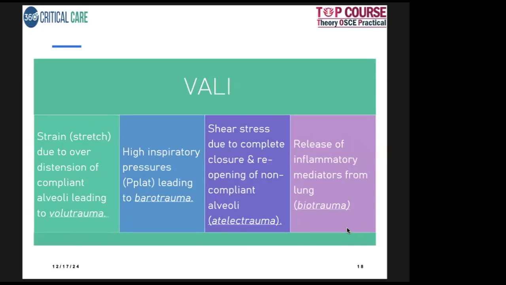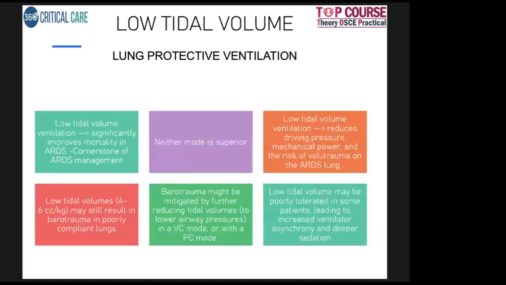And there is also something called ergotrauma because of the mechanical power. Okay, this we discussed with the effects of positive pressure ventilation on the lung. That is why I didn't go into detail. Let us just see the lung protective ventilation, that is with low tidal volume.